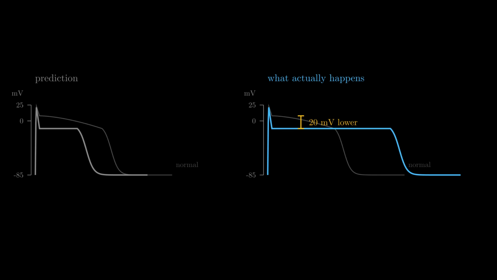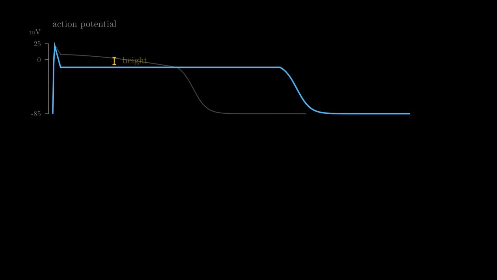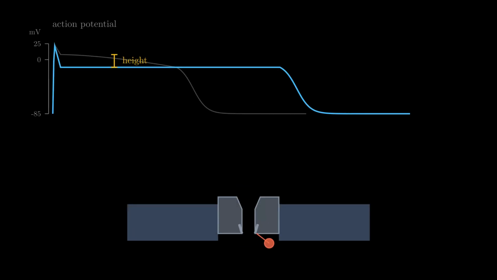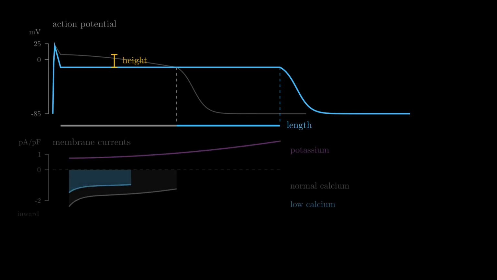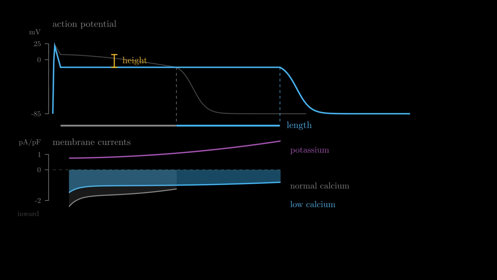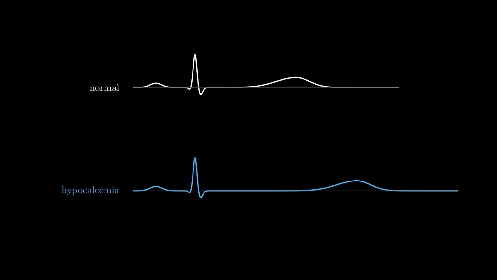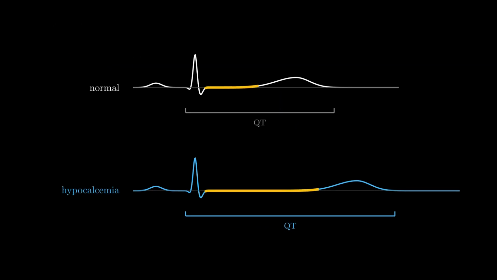The plateau does sit lower because less current is holding the voltage up, but it does not end early. Because height is set by how much current flows in the moment, and length is set by how long it keeps flowing. So less calcium arriving means the channel is slower to shut itself off. The current is smaller, but it lasts longer. On the ECG, that would mean that the ST segment stretches, so the whole QT interval gets long.